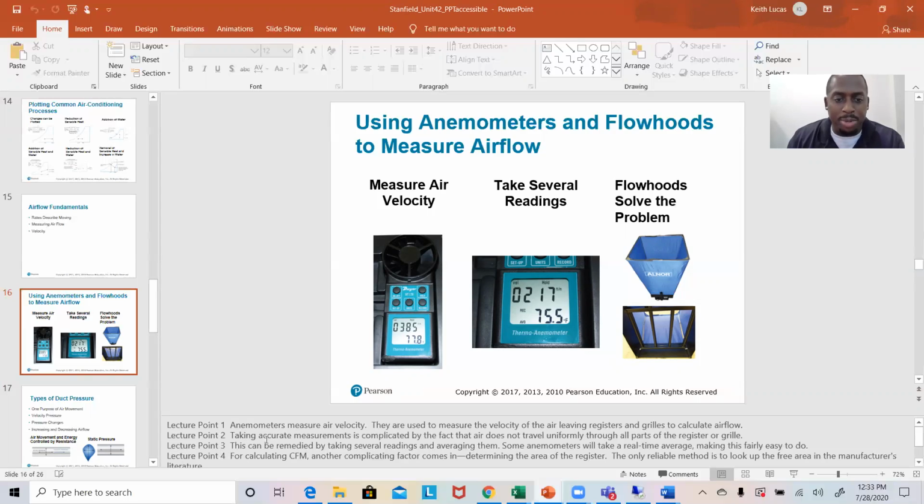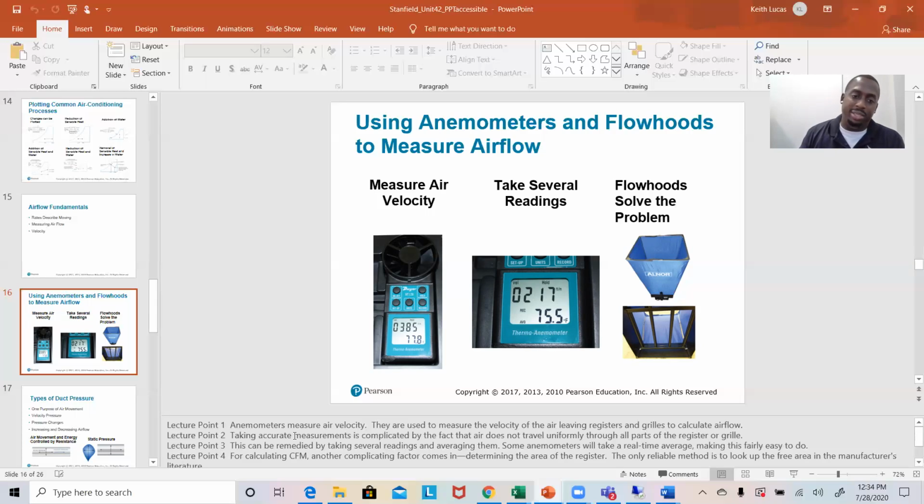So anyway, anemometers measure air velocity. They are used to measure the velocity of air leaving registers and grills to calculate airflow. So basically, if you want to know how much air your system is moving, you got to go to each vent, every single one of them, and take your measurement with your anemometer or your flow hood, and then you total that all up, and that's going to tell you how many CFMs you're moving.